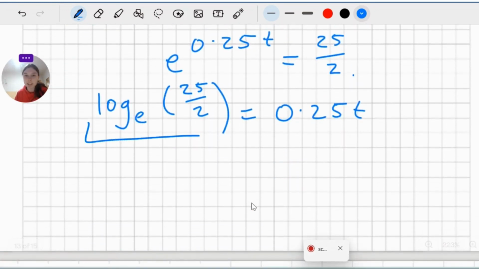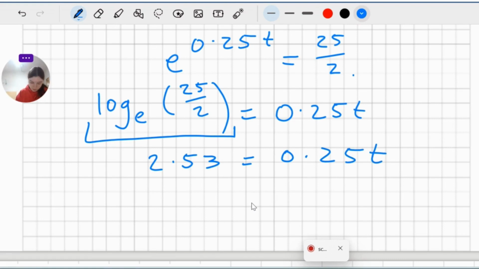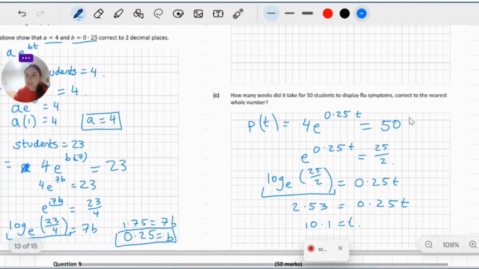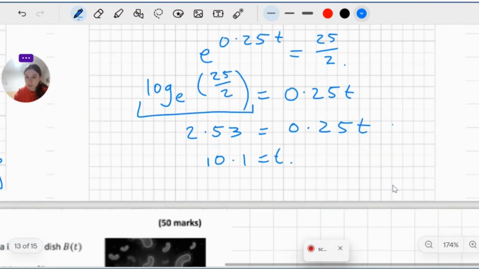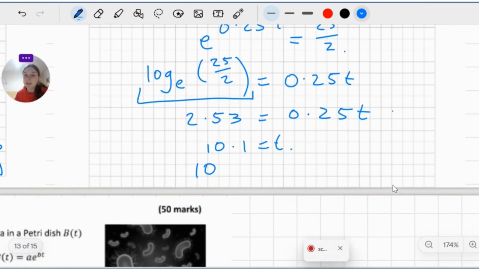Okay, pop all of this into your calculator. So log to the base e of 25 over 2, and we're getting 2.53 is equal to 0.25 t. And now finally divide both sides by 0.25. So that's just a bit of algebra. We're getting 10.1 equals t. But, careful, it says correct to the nearest whole number. So our answer is going to be 10 weeks.